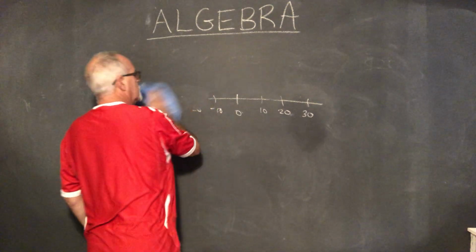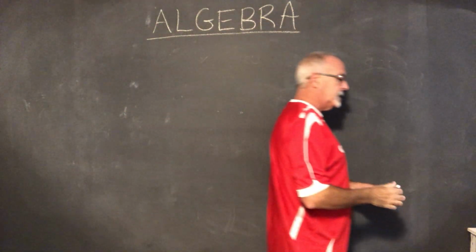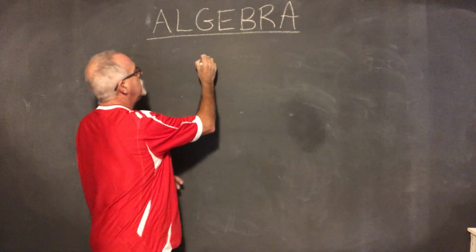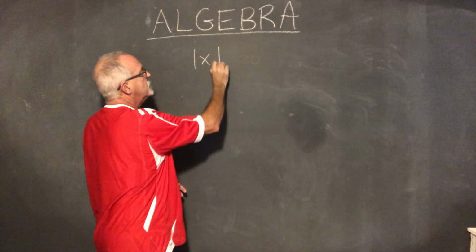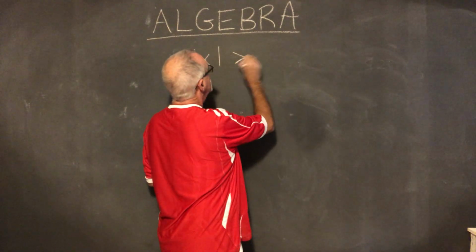And what was the other concept? It was absolute value. So we're going to talk about graphing some absolute value statements. And again, we start with simple ones with small numbers. So here we're going to put the absolute value of x is greater than 2.